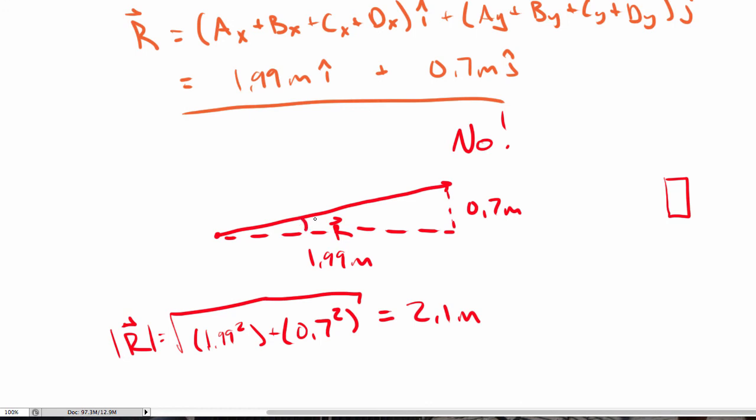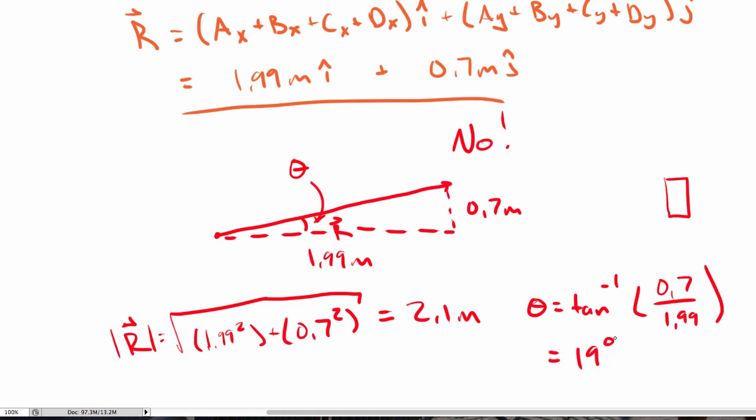The last piece of the puzzle that I might be interested in is what is this angle theta? What is the angle, in this case, from the positive x-axis? To figure that out, I've got all three sides now. I have this side and the hypotenuse, so I can use any trig identity that I want. I'll just pick the inverse tangent because that'll tell me theta. Actually, let me give myself a little bit more room. I'm solving for theta, so theta is equal to the inverse tangent of the opposite side, which is 0.7 meters, divided by the adjacent side, 1.99 meters. You do that calculation, something like 19 degrees.